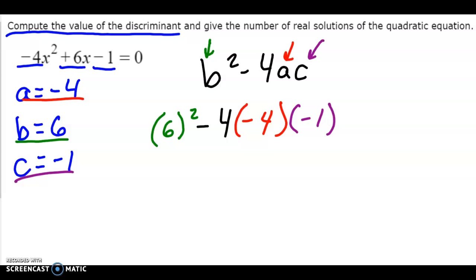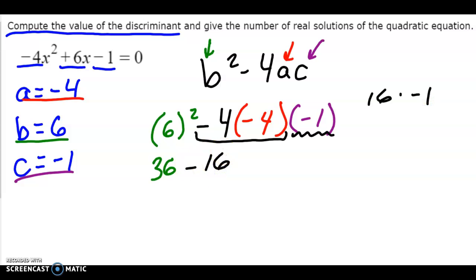And now it's just order of operations. So that 6 squared is going to be 36. And then I have to multiply all these things together. So negative 4 times negative 4 is going to be a positive 16. And then positive 16 times that negative 1 is going to be negative 16. So I end up then with 36 minus 16, which is going to be 20.